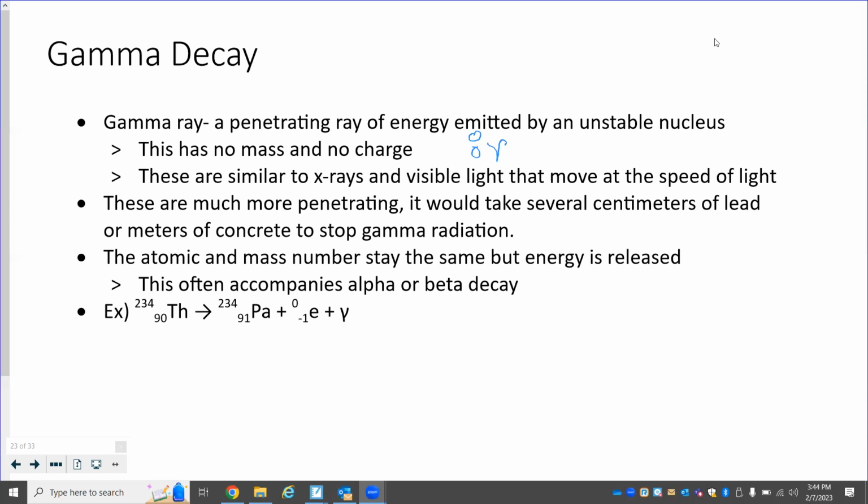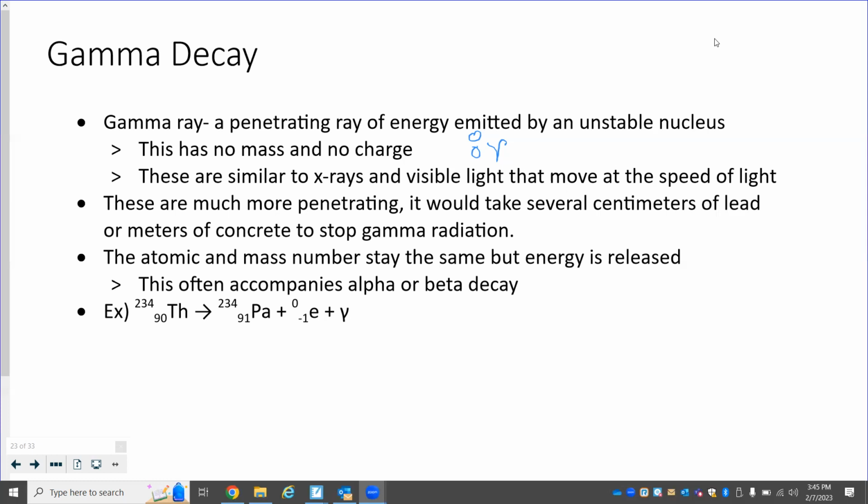Gamma rays are much more penetrating. They are much more dangerous than alpha or beta. It actually takes several centimeters of lead or meters of concrete to stop gamma radiation. So gamma radiation is the stuff that's given off by bombs and things like that, that have a tremendous amount of energy, lots of heat. Those are going to be gamma rays.